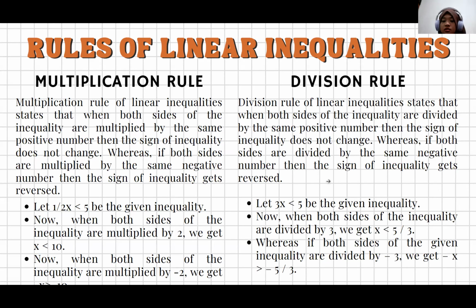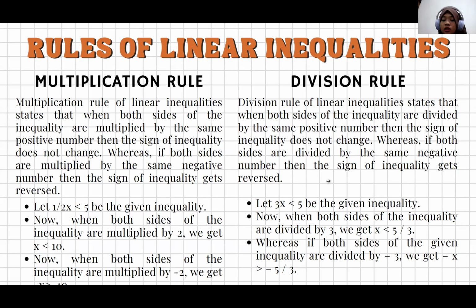And then the last one is the division rule. The division rule of linear inequality says that when both sides of an inequality are divided by the same positive number, then the sign of the inequality does not change. Whereas if both sides are divided by the same negative number, then the sign of the inequality gets reversed.